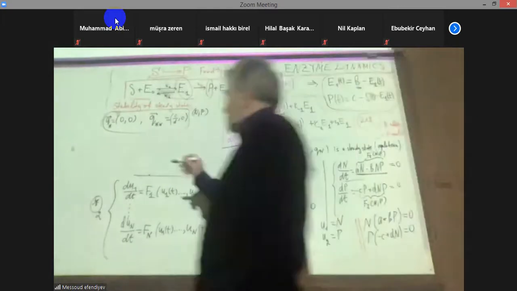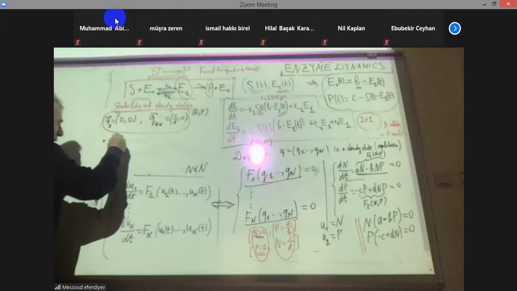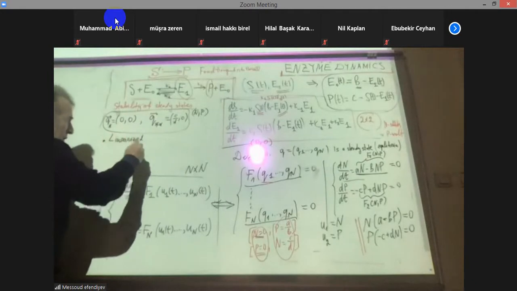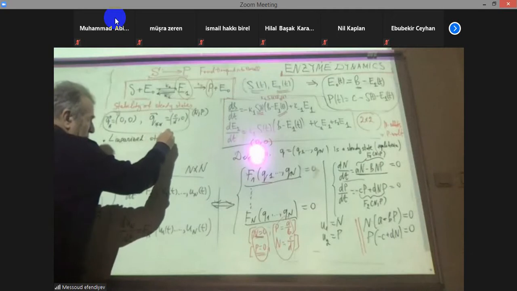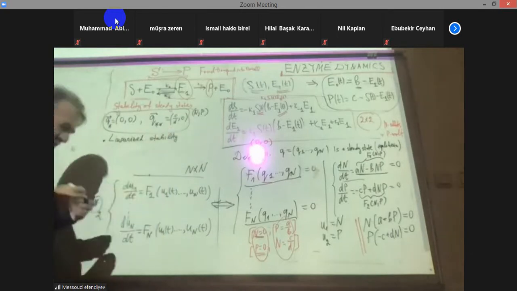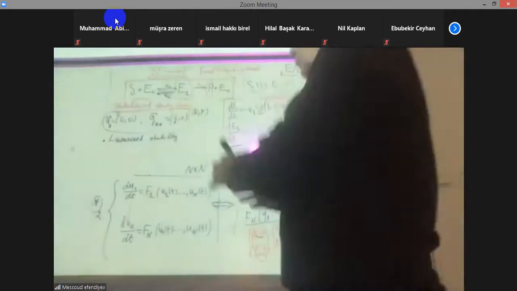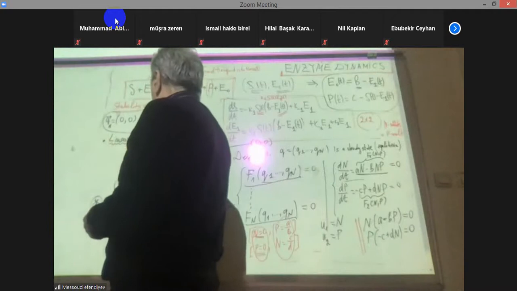Sometimes it's called linearized stability. I will explain in the next lecture why this is so. But we will also see today why this is called linear stability, because there is linear and non-linear stability. We will start with linear stability today, which is also a very crucial object.